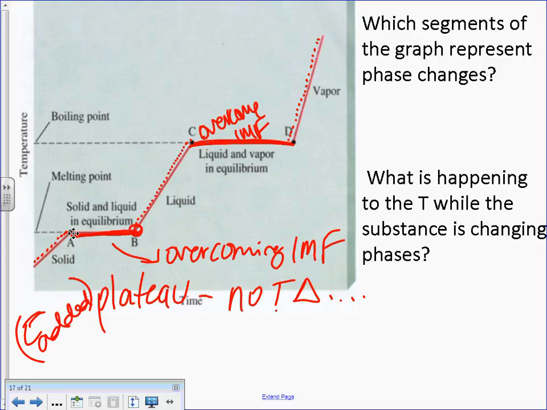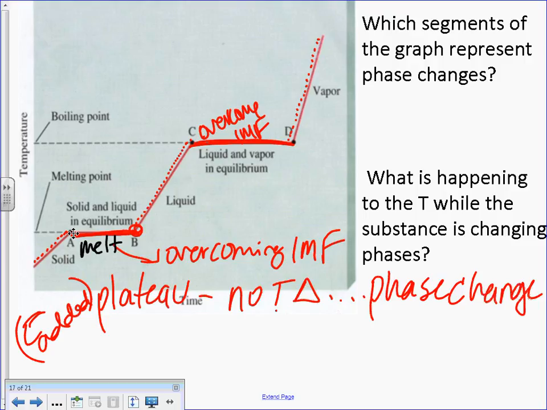So during the no temperature change, we call that, first of all, a phase change. And a phase change that's occurring means that they're overcoming intermolecular forces so that the phase can change. So this phase change is called what? From solid to liquid? Melting. Okay, this one's called melting.